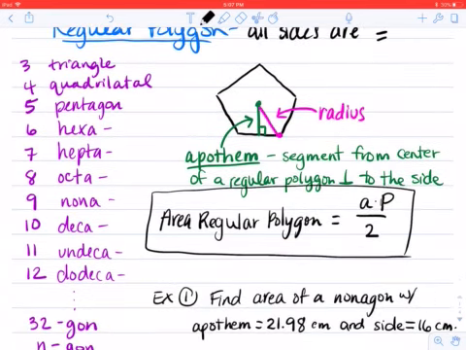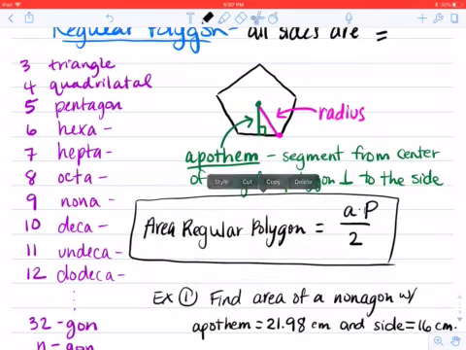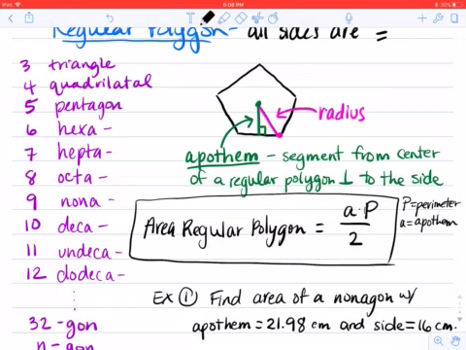Apothem. So A is the apothem. Maybe you should write this out to the side somewhere. P is the perimeter of the whole polygon. A is the apothem. That's it.